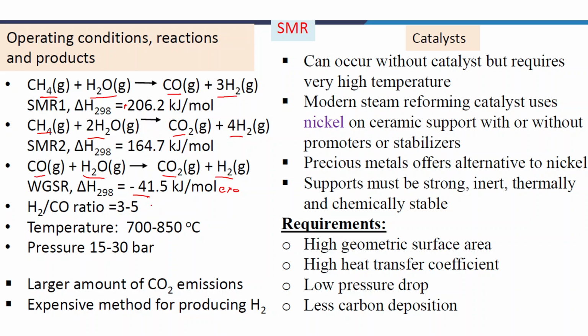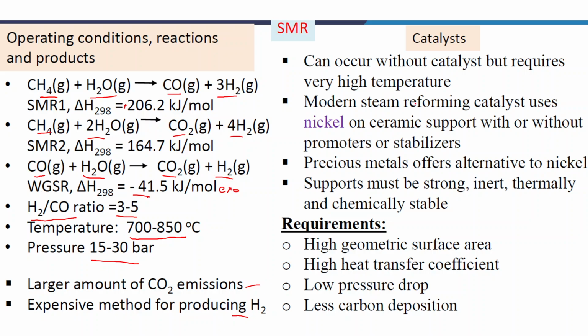The main condition required during steam methane reforming is, as we know, that our main product here is syngas, so basically carbon monoxide and hydrogen. The main property is that the hydrogen to carbon monoxide ratio should be 3:5. Then only steam methane reforming will take place, and the temperature range in which it takes place is 700 to 850 degrees C, and the pressure is 15 to 30 bar. Here a large amount of CO2 emission takes place, and it is an expensive method for production of hydrogen.